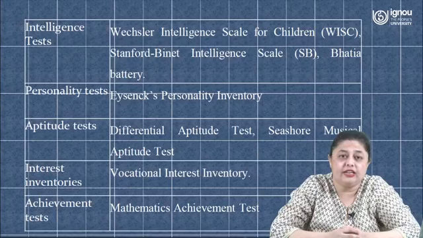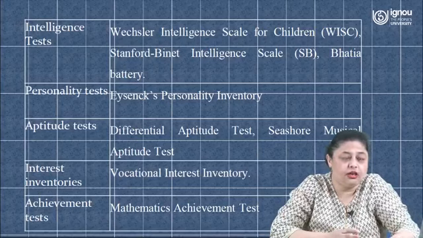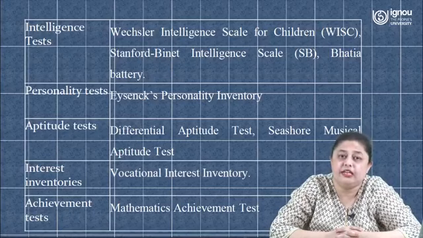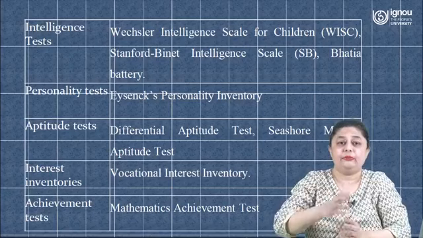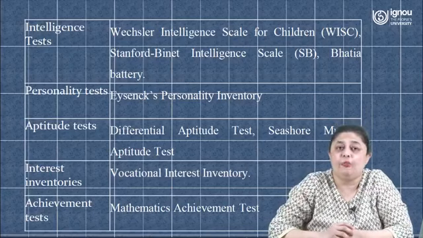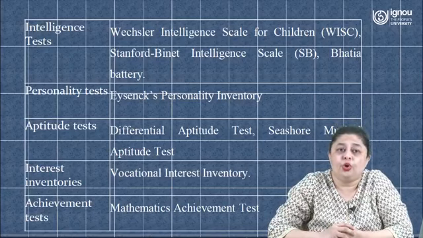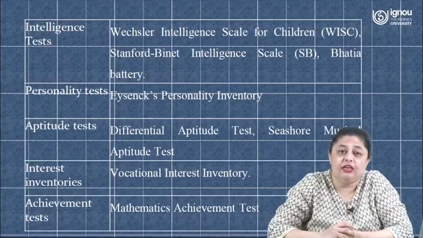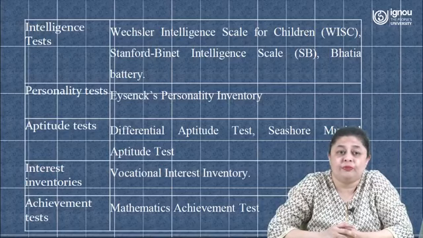So you have intelligence tests, where you have Wechsler's Intelligence Scale for Children, Stanford-Binet Intelligence Scale, Bhatia's Battery. You have personality tests as well, like Eysenck's Personality Inventory, NEO-PI, and so on. You also have aptitude tests that measure aptitude specifically, so you have Differential Aptitude Tests, Seashore Musical Aptitude Test, and so on. Then you also have interest inventories, like vocational interest inventories.